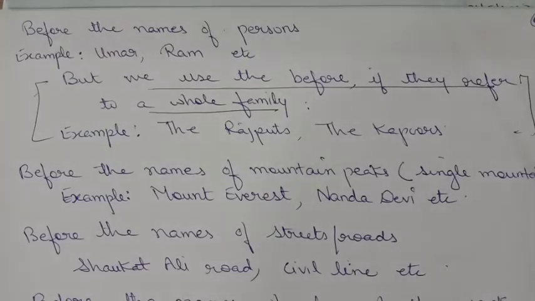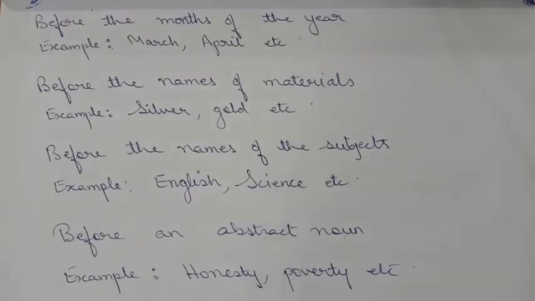Before the names of streets and roads you cannot use the. Before the names of the days of the week you cannot use it. Then before the name of a lake you cannot use the. Before the months of the year you cannot use the. Before the names of materials you cannot use the, before the name of a subject you cannot use the, and before an abstract noun also you cannot use the. So these are the places where you don't use the. So just go through the previous video which I have made on this topic, articles. Go through it in depth, and try to understand each and everything there.